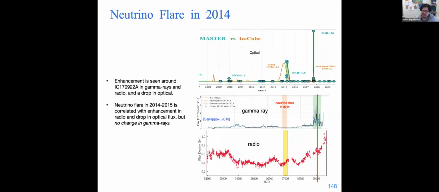Okay, so I show this, and you can see this again here. For example, these are the 3 different views of this TXS 2014 flare. The vertical line that you see here is 2017, and in 2017 there is 1 neutrino, there's the gamma ray flare, and then there is radio. But when you look at the larger 2014 flare, there is no gamma ray activity. There is something on radio, but nothing on gamma rays.